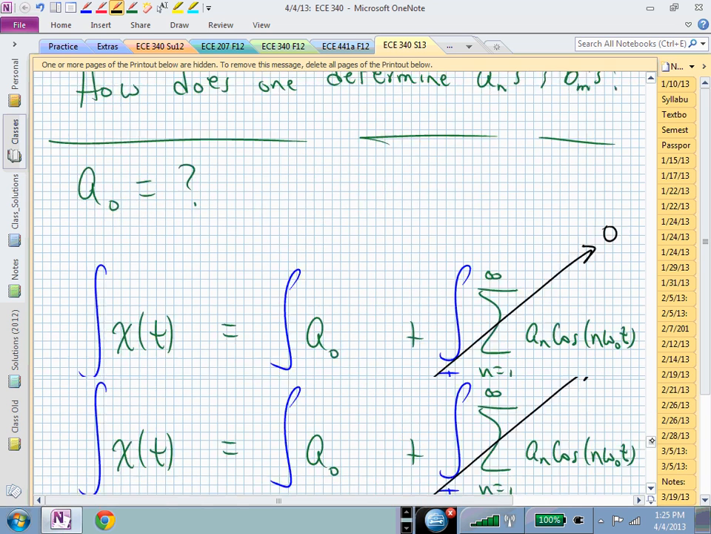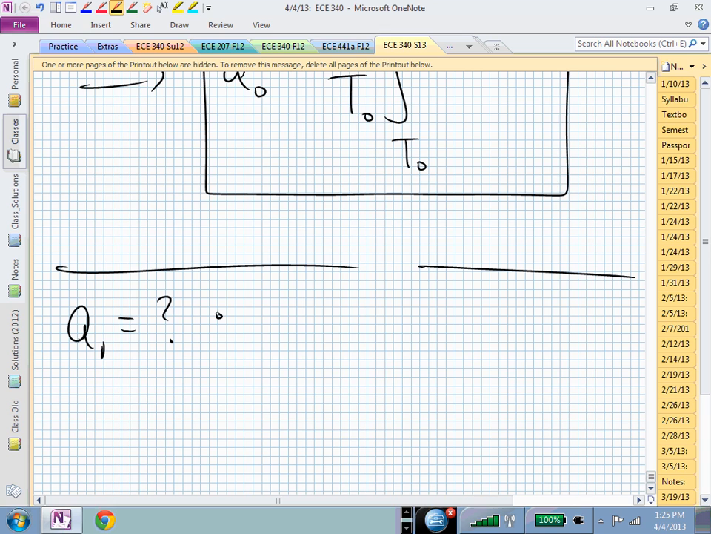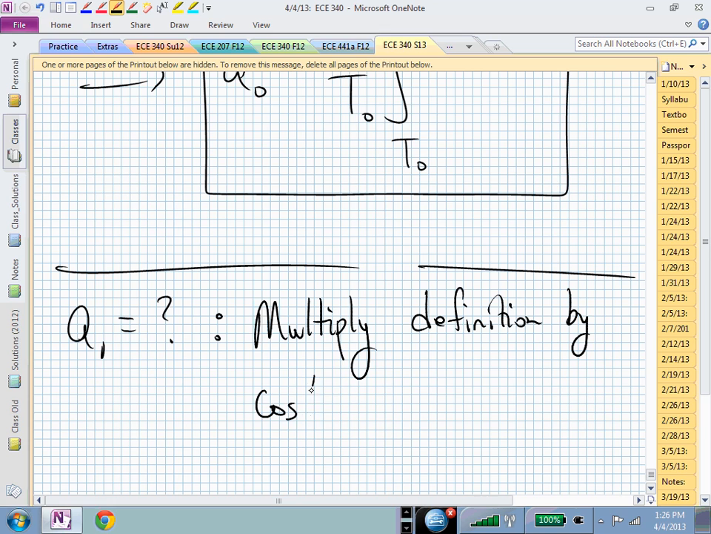What we're going to do now, in order to find a sub 1, is multiply. Remember what a sub 1 was scaling. A sub 1 was scaling the first harmonic, or the fundamental. So let's multiply the entire definition of x of t by whatever a sub 1 was scaling, which was the cosine of omega naught t. So let's multiply the definition by the cosine of omega naught t, and again integrate over one period.